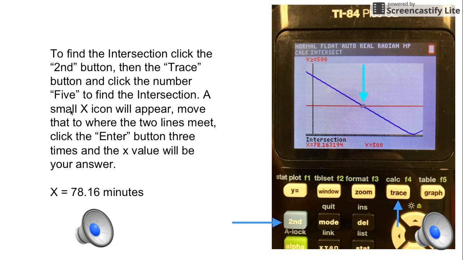To find our answer, we first need to find the intersection of the two lines. To find the intersection, click the second button, then click the Trace button, and click the number 5 to find the intersection. A small X icon will appear. Move that to where the two lines meet, click the Enter button 3 times, and the X value will be your answer.